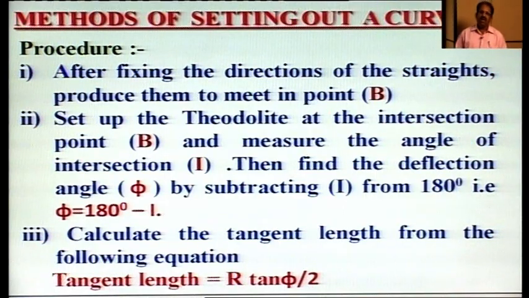After fixing the direction of the straights, produce them to meet at point B. Set up the theodolite at the intersection point and measure the angle of intersection I. Then find the deflection angle phi by subtracting I from 180 degrees, that is phi is equal to 180 degrees minus I. Next, calculate the tangent length BT1 or BT2 from the following relation. Tangent length is equal to r tan(phi/2).